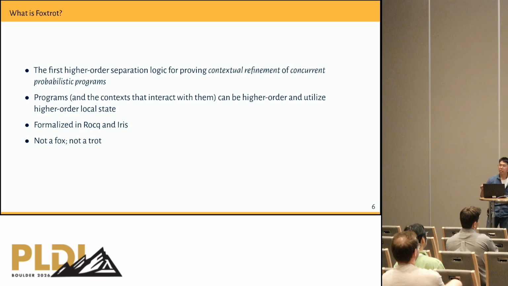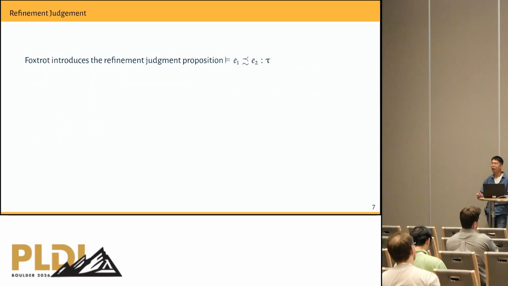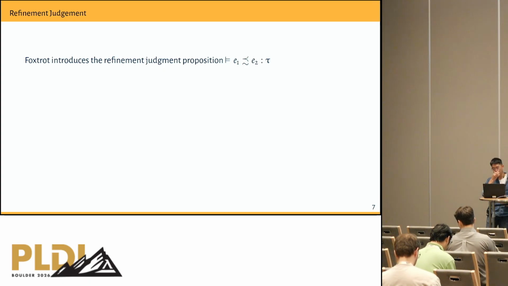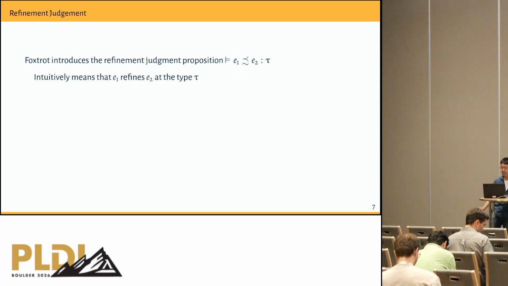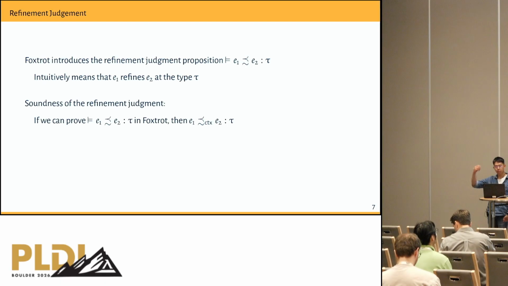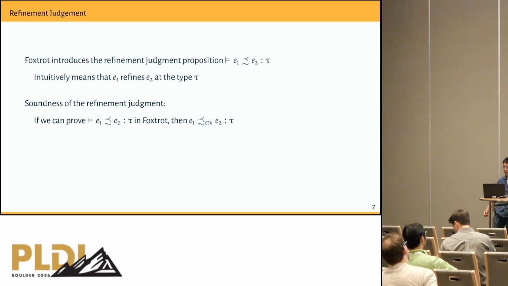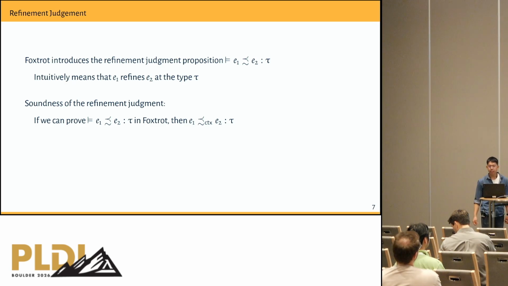The key weapon that Foxtrot utilizes to prove contextual refinement is a refinement judgment proposition that lives inside the logic, written as so. Intuitively, if you're able to prove this proposition, it means that E1 refines E2 at the type tau inside the logic. And we have a soundness theorem that says that if you are able to prove this refinement judgment inside the logic using inference rules, this implies that E1 contextually refines E2 at the meta logic.